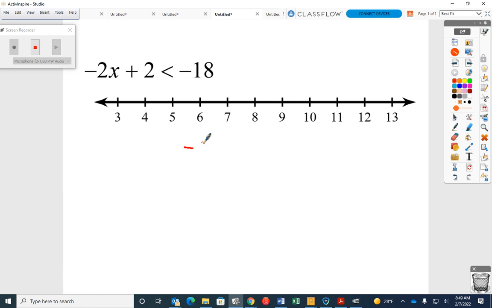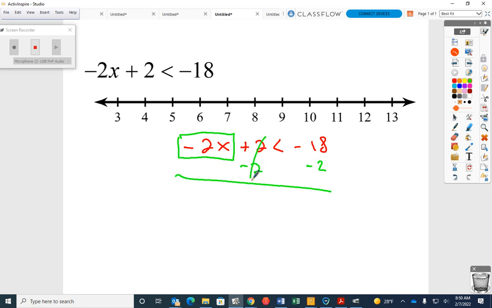Okay. I need your help. Okay, I have negative 2x plus 2 is less than negative 18. Should I put something in a box here? What should I put in the box? Negative 2. Okay, I'm going to put this negative 2x in a box. What's outside that box? The 2. What kind of 2? A positive 2. So how do I get rid of that plus 2? A negative 2. So I do one here and I do one here. Okay, these are gone. I bring this down.